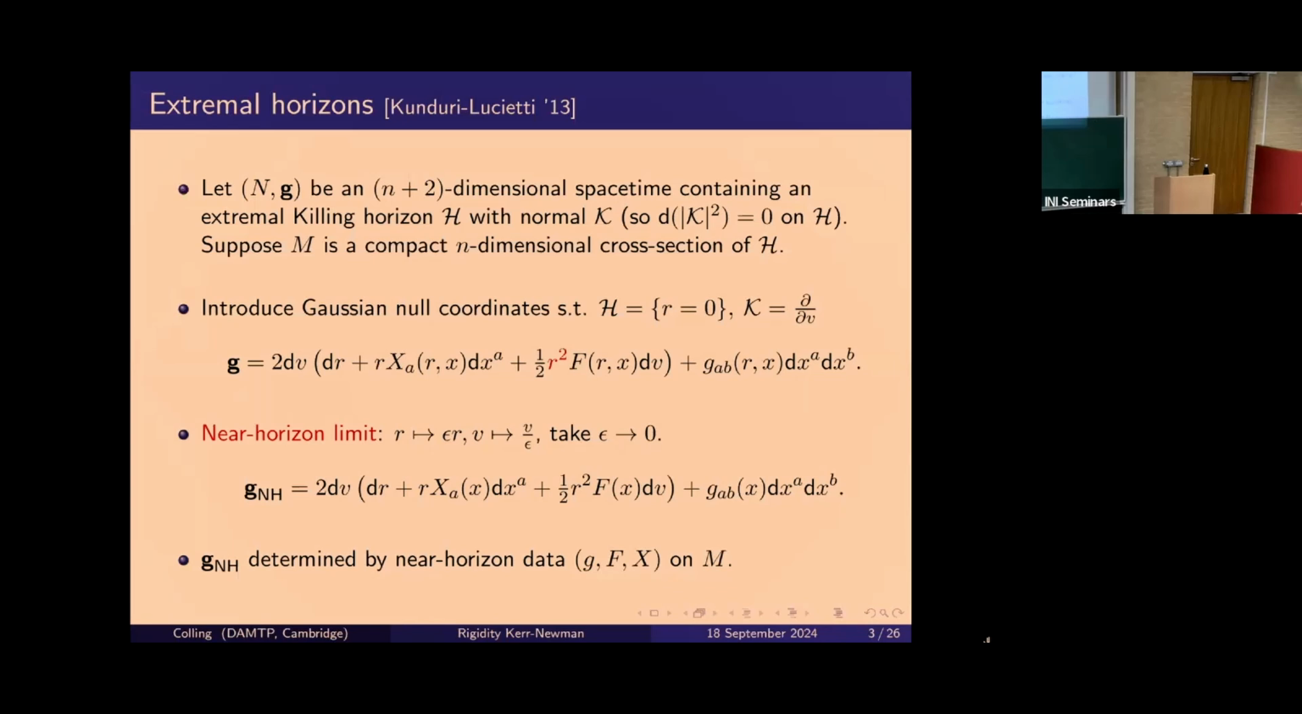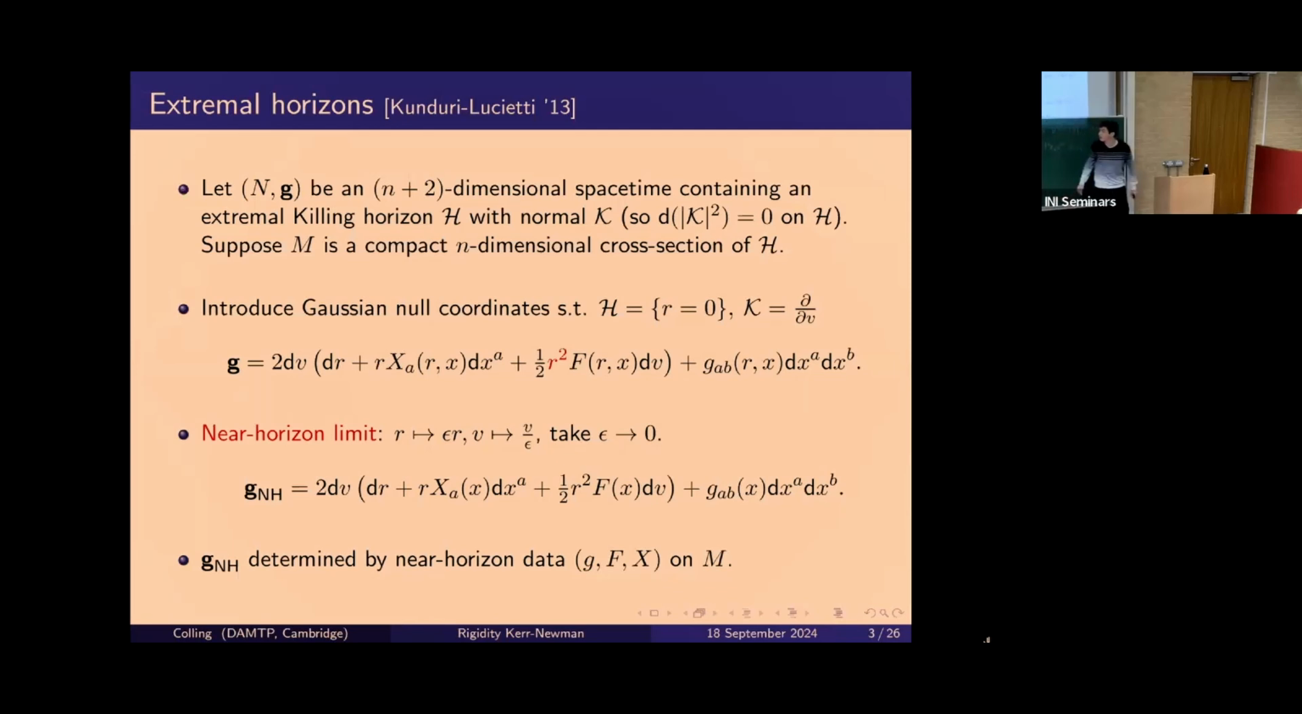So this 1-form on M is such that for all tangent vectors V to H, if you contract V with the derivative of K, you will get a constant on N.